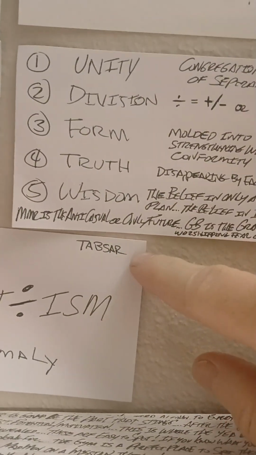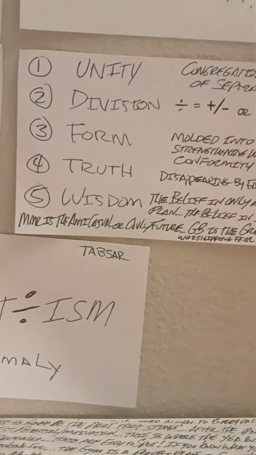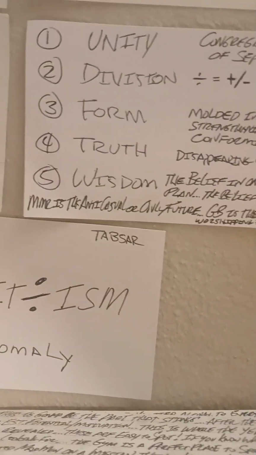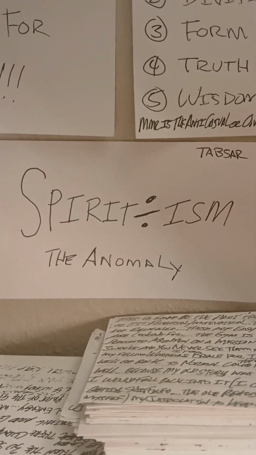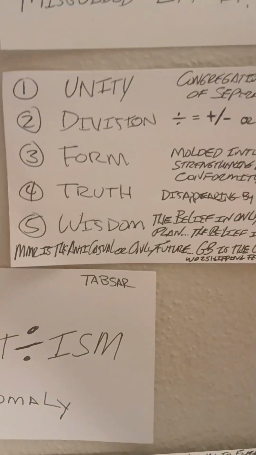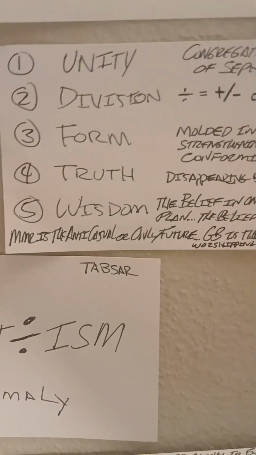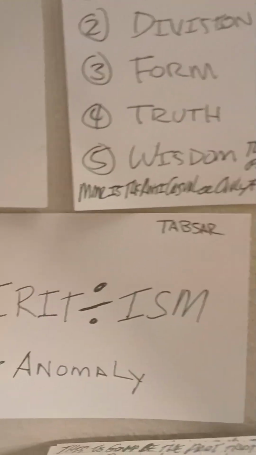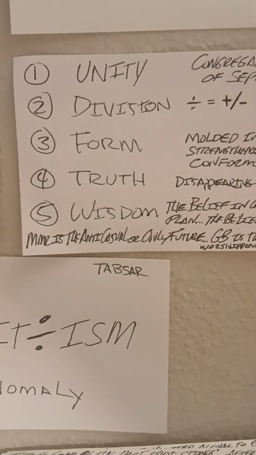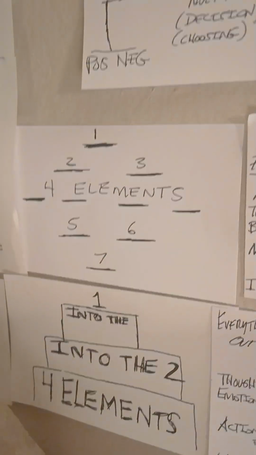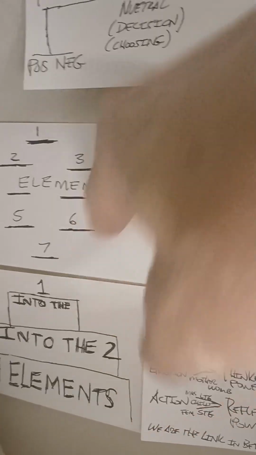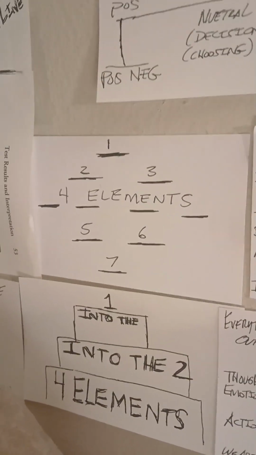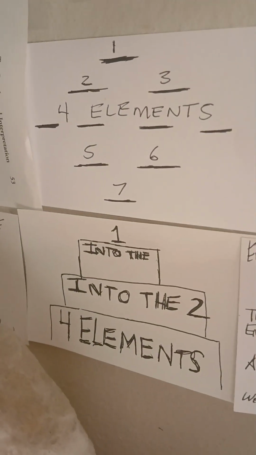5 into the 2. Tabsar. Tabsar is your 2 invisible. It's how I talk. I write in code. I write from the spiritual realm. Spiritism. Prism. Dodecahedron. 2 power prism. There's 10. Can you see the 10? The 10 commandments. 4. Count them. 7, 10. See it?